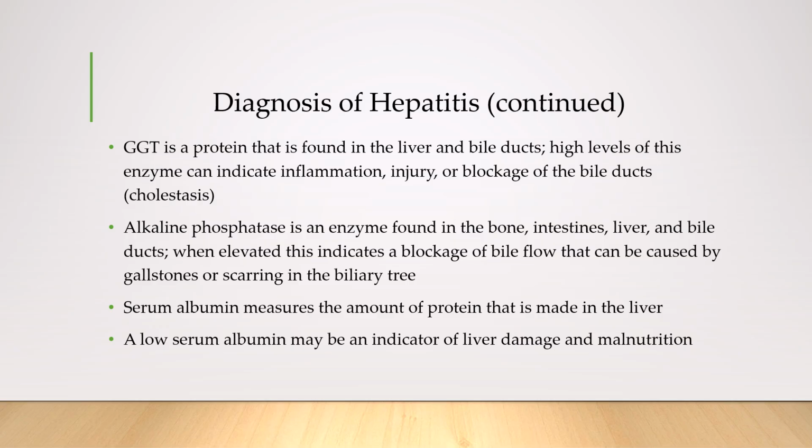biliary tree. Serum albumin will measure the amount of protein that is made in the liver, and a low serum albumin may be an indicator of liver damage and malnutrition. Please, ladies and gentlemen, please continue to connect a low serum albumin level with liver damage and malnutrition. Please remember. Please take note.